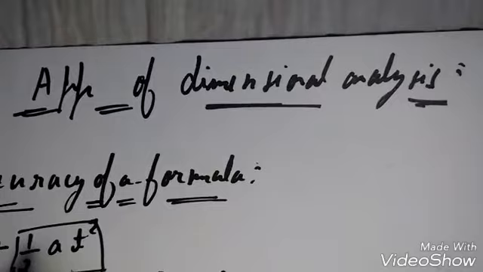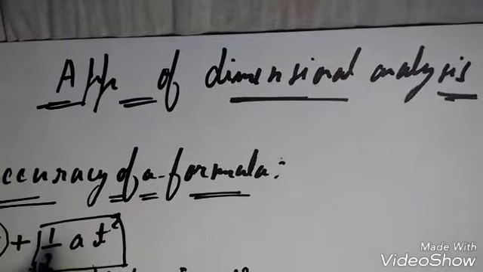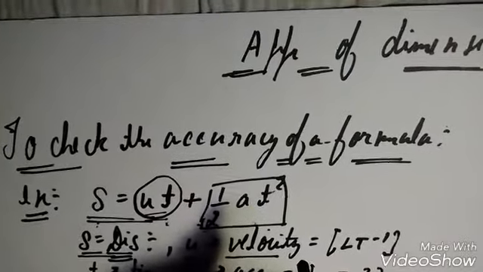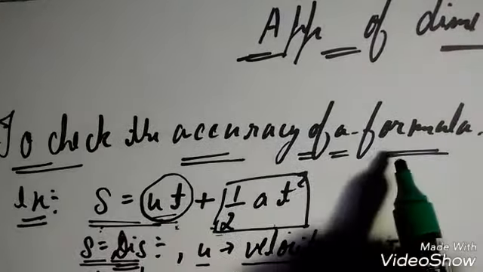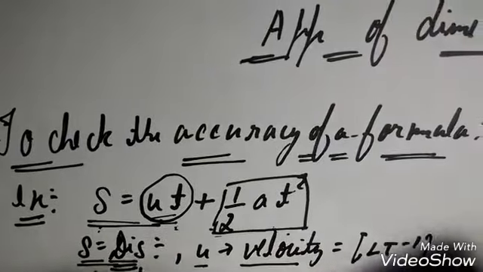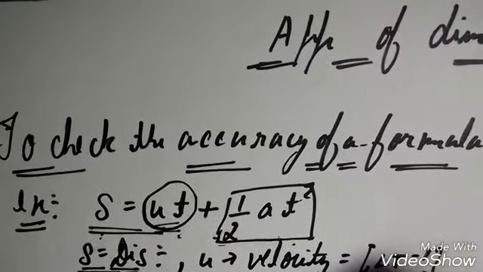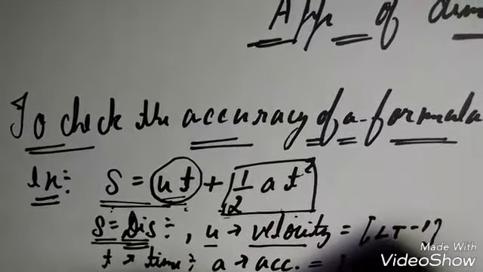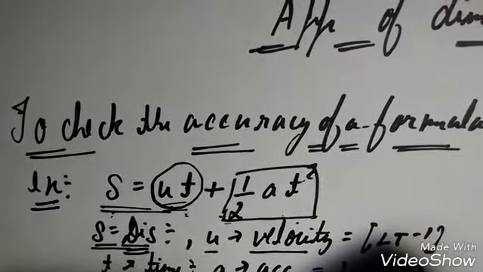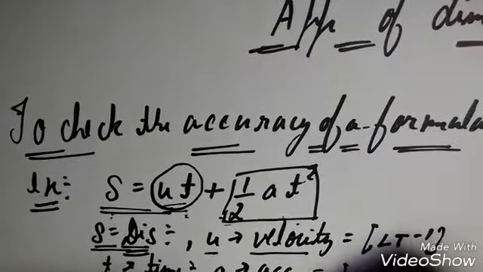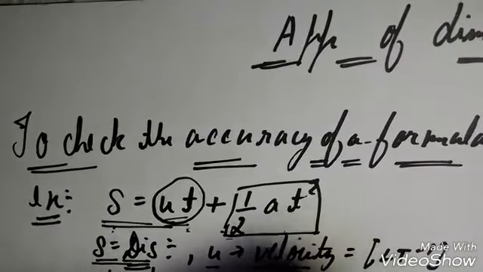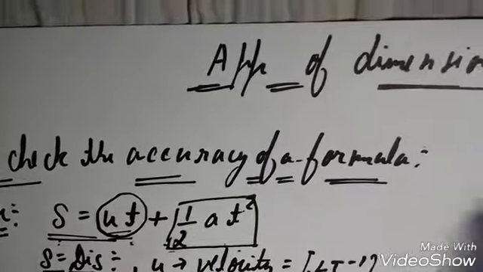Hello friends, in this video lecture we will study the application of dimensional analysis. It has a number of applications, and in this video lecture I will explain its first application: to check the accuracy of a formula. Means if you have a mathematical formula or any expression and you want to check whether it is correct or wrong, with the help of dimensional analysis it is possible to check. To have a correct formula, two conditions are required to be fulfilled.